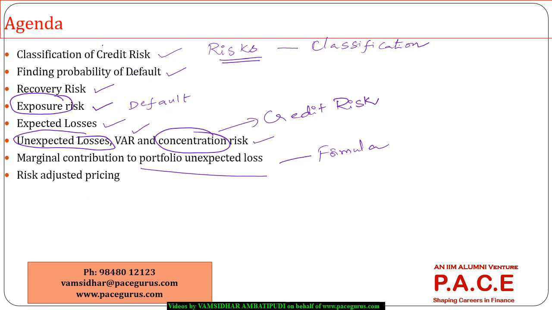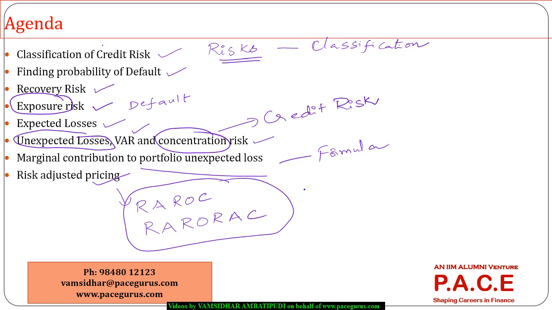And finally, we will move towards our computation of risk-adjusted pricing. We'll use a couple of mechanisms there called risk-adjusted return on capital and risk-adjusted return on risk-adjusted capital, RARORAC. So these are some of the mechanisms, along with the understanding of economic capital, that we would be discussing as a part of this particular aspect.